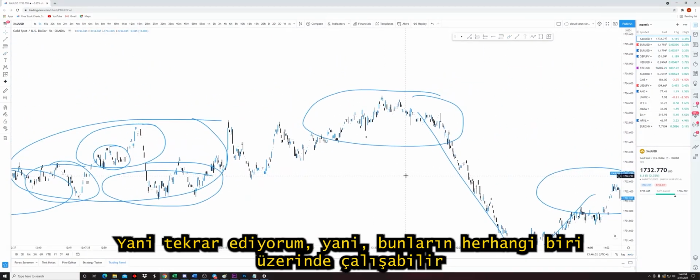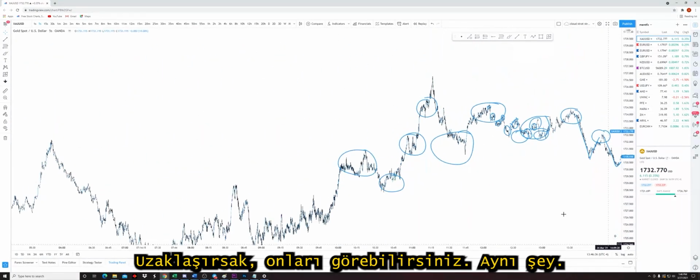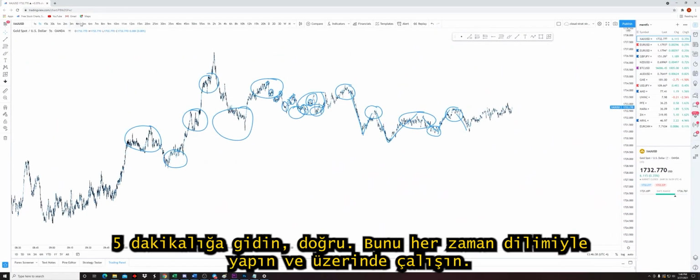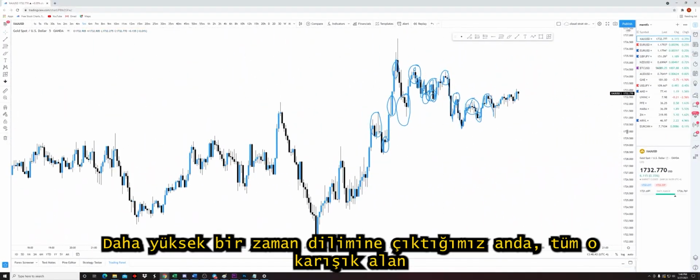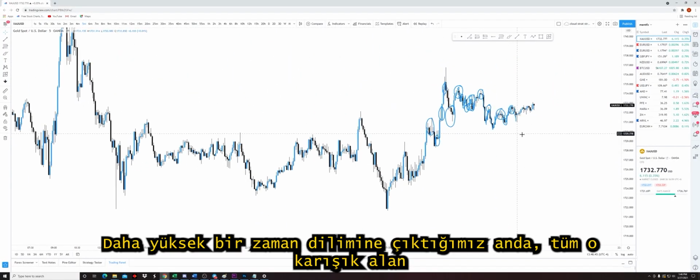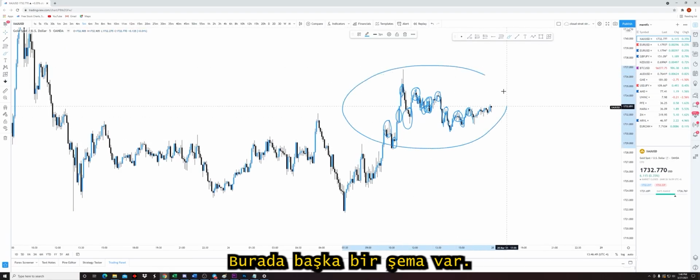So again, you can just work through any of this and go to any time frame and you'll see this. These are all areas of distribution or accumulation. If you zoom out, you can see them. Same thing, you go to a 5-minute, right? Do this with every time frame and work through it. Just understand it. The second we get to a higher time frame, that whole area of all that becomes a larger schematic. There's another schematic in here.